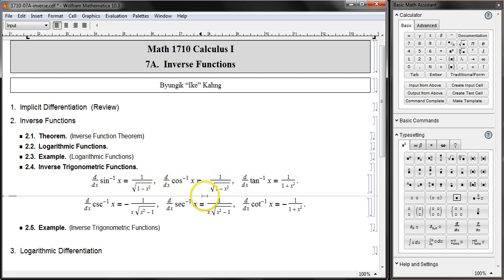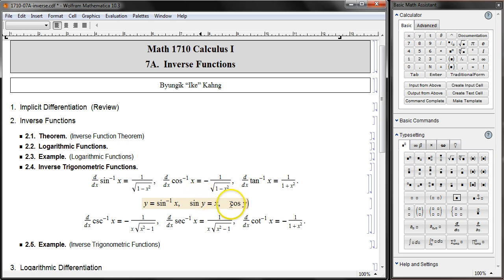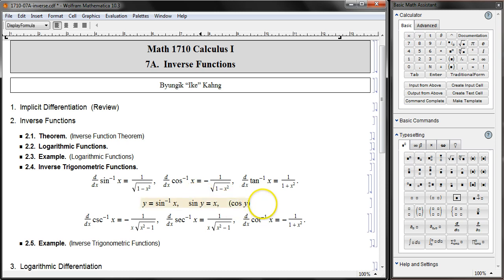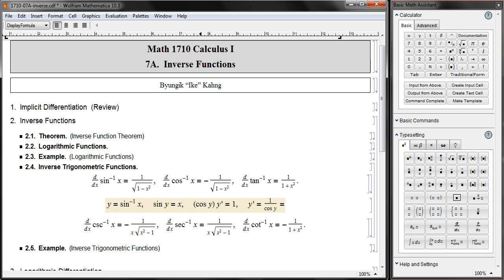How do we deduce those? Well, the same thing. y equals arcsine of x is equivalent to sine of y equals x, isn't it? And then you take the derivative implicitly. Cosine of y, and by chain rule we multiply by y prime, and on the right hand side the derivative of x is 1. So what is y prime? It is 1 over cosine of y, but that's not the end of the story.